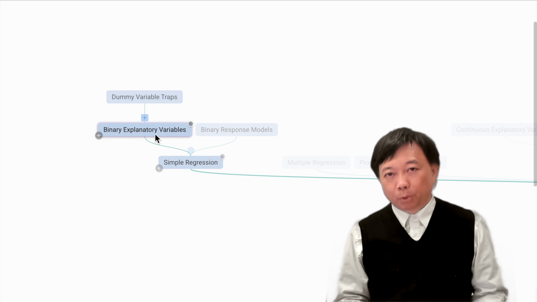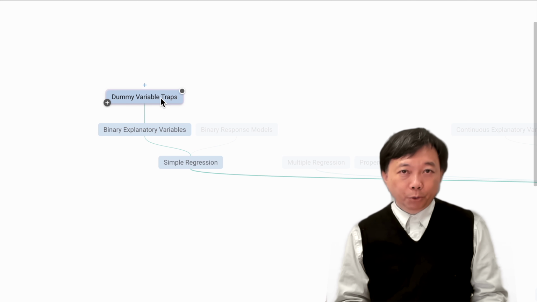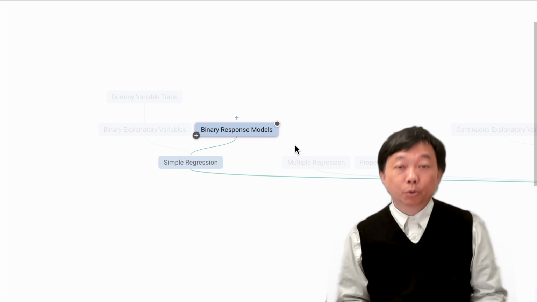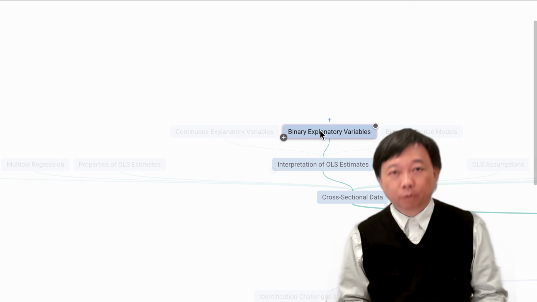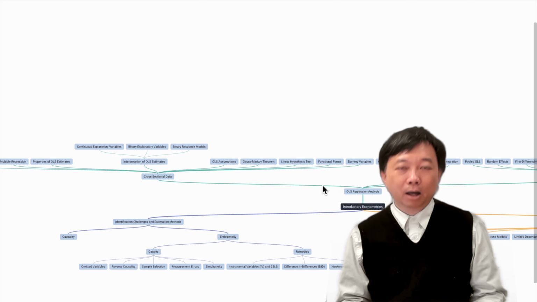Today, we have explored how to use binary or dummy variables in regression models and how to interpret their estimated coefficients. I hope it helps.